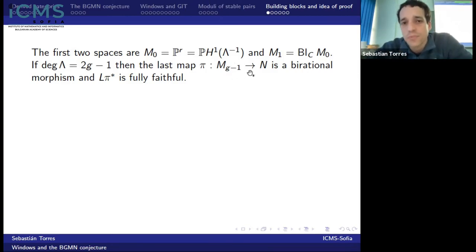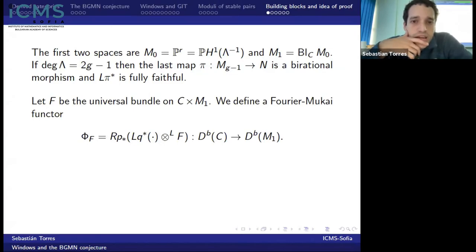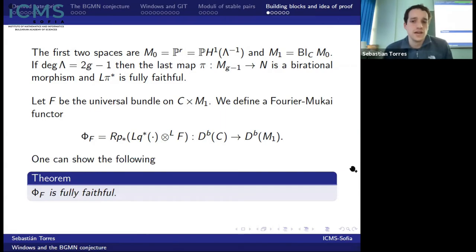And at the end, the last step will be to use this embedding of the derived category of N into that of those spaces that I will be dealing with. So there is basically one tool for defining functors between derived categories, which is these Fourier-Mukai transforms. You take an object in the derived category of the product, and you define this functor to be pull back, tensor, and push forward. Here I mean derived pull back, derived tensor, and so on, between the curve and M1. Well, it turns out that this functor is fully faithful.